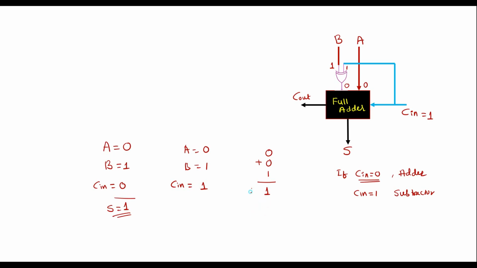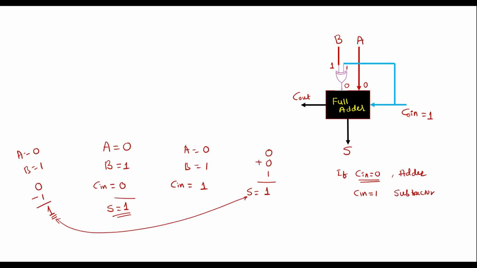So here sum is equal to 1. So now it is acting as subtractor. Let me verify the same thing. That is, here I have taken A equal to 0 and B equal to 1. If we do the subtraction, that is 0 minus 1, we know that it produces the result as 1. So this one and this one are same.